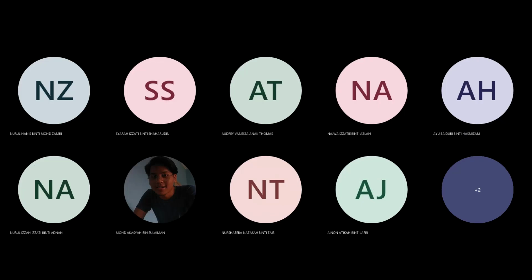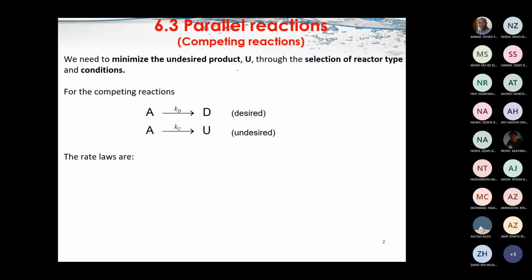We need to minimize the undesired product. Okay, we want to get rid of U if possible through the selection of reactor types and conditions. So how do you maximize the product D? By manipulating the reactor conditions, mainly the temperature and also the pressure, as well as how you select the suitable type of reactor.